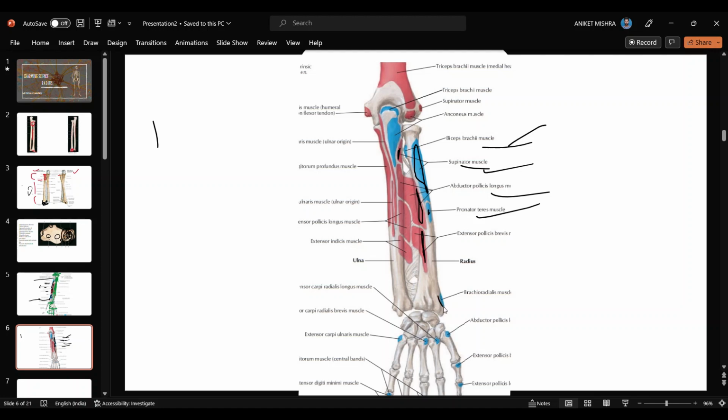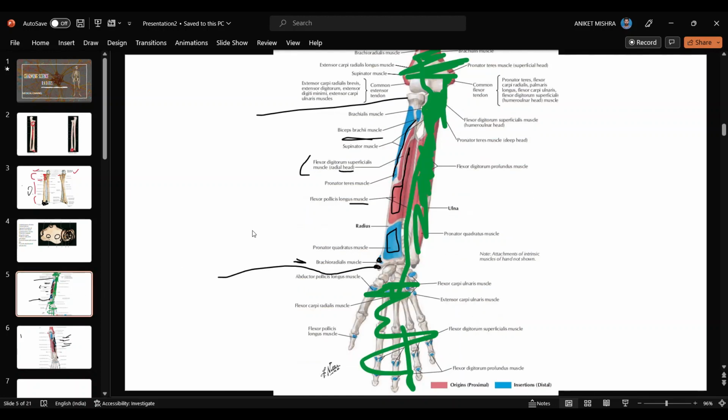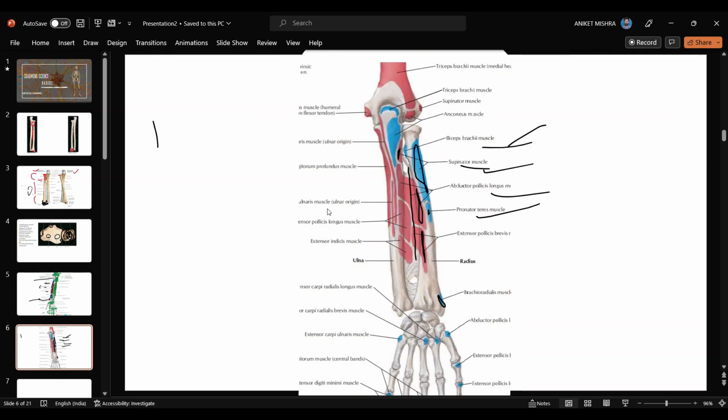The brachioradialis muscle is going to insert just above the styloid process. When we talk about the interosseous membrane, there is no attachment for them. We also have to talk about the pronator quadratus, but we already talked about that. So the interosseous membrane is attached to the lower 3/4 of the interosseous border at the radius side.